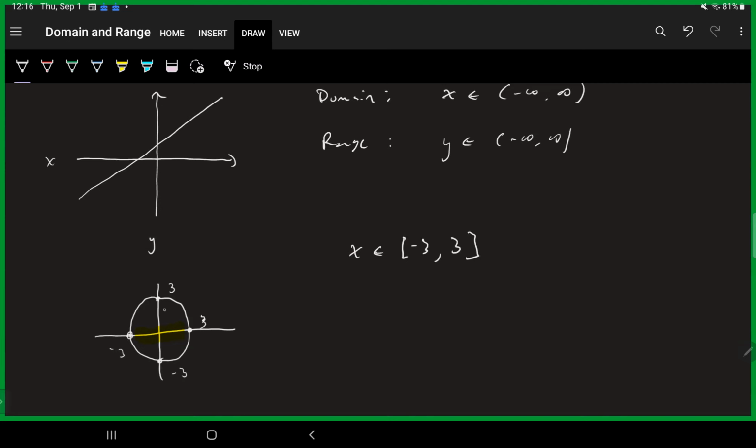And when I'm looking vertically here, my y values are going to look the same way. And that's how I tell domain and range with graphs. This is a function, the circle is not. But relations, which a circle is a relation, they have domain and range too. It's just not a function.